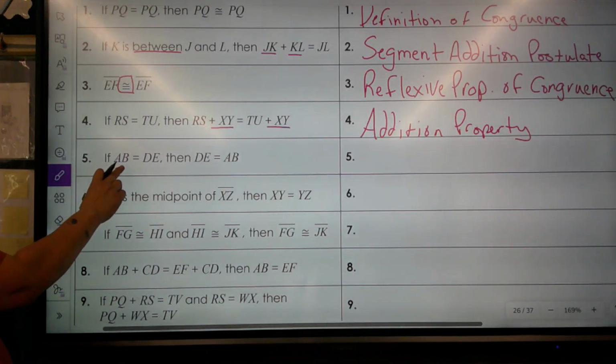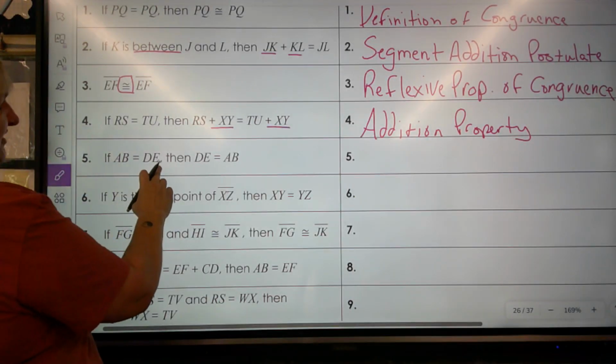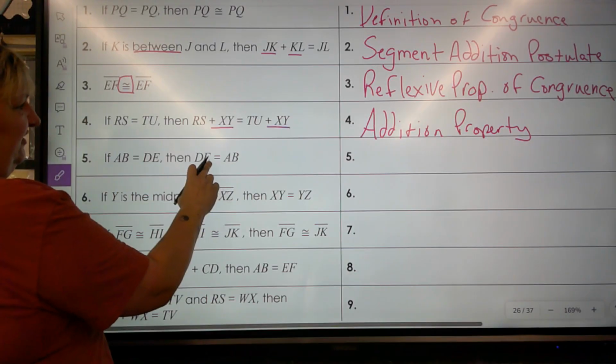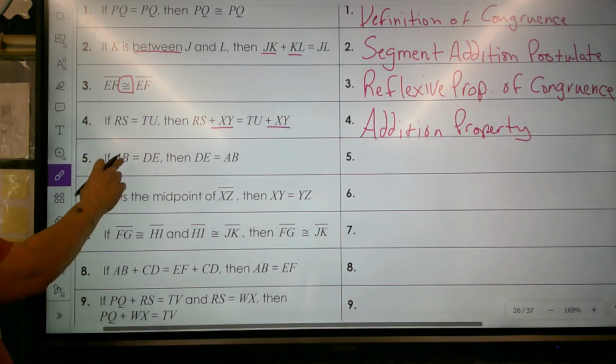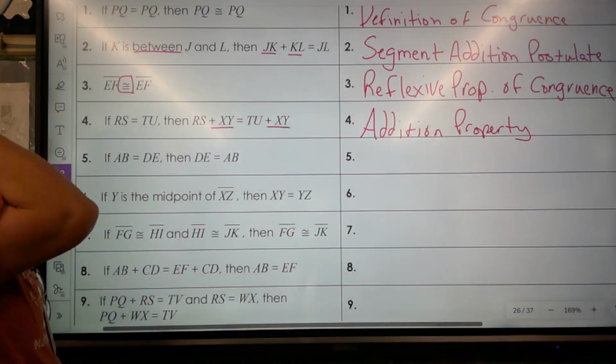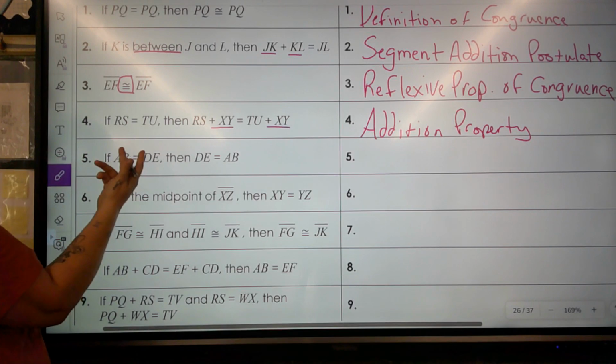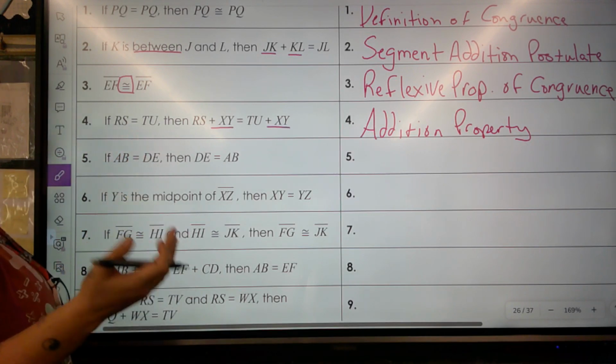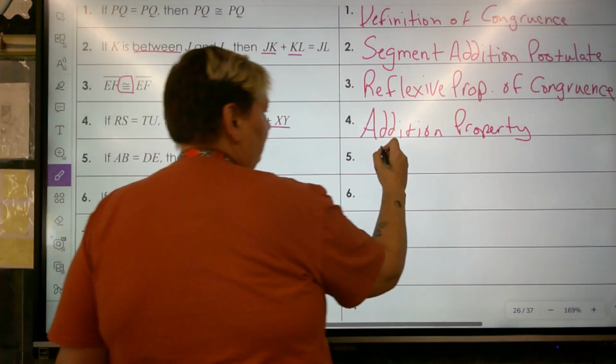If AB equals DE, then DE equals AB. Again, we have an equal sign, so we can use the properties of equality. And it looks the same, it's just switched. Equal but not identical is symmetric property.